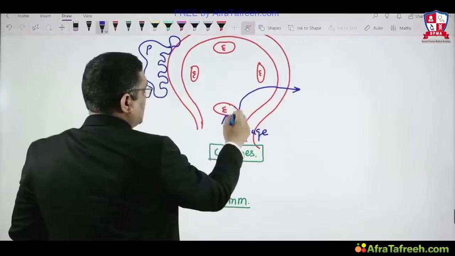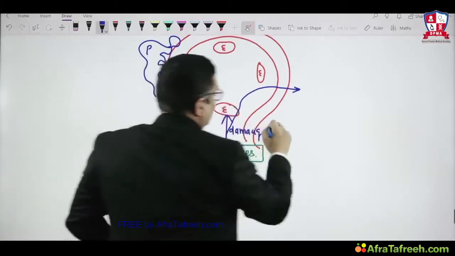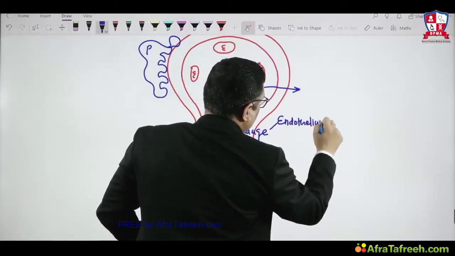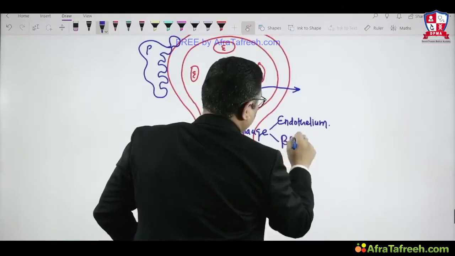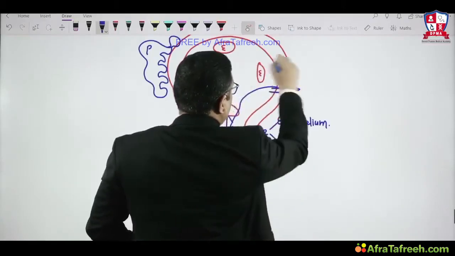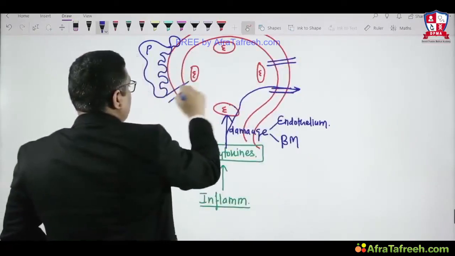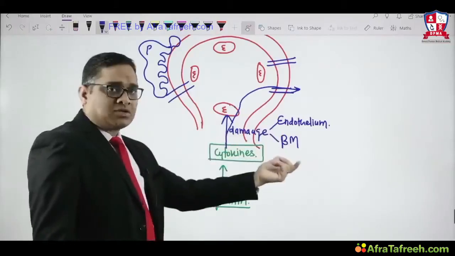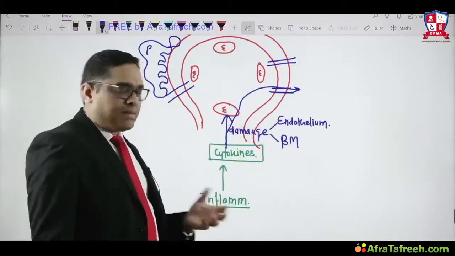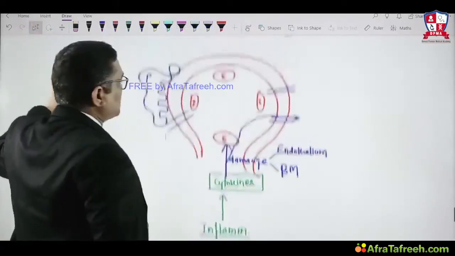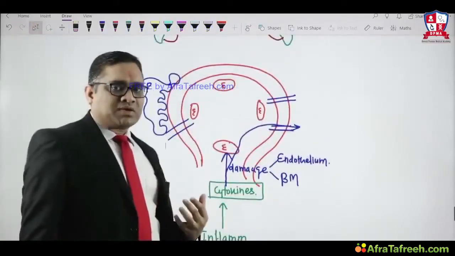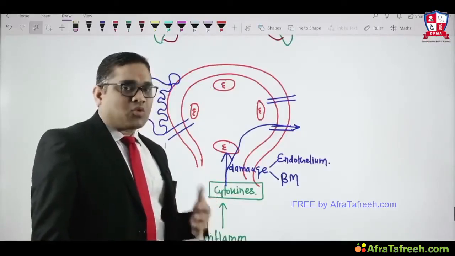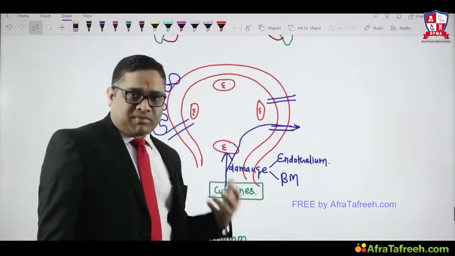They are going to damage endothelium also, and they are going to damage basement membrane also. So we are seeing basement membrane damage, right? What is happening because of these two events? Basement membrane is damaged, endothelium is damaged. Because of the endothelial damage, endothelium is a source of procoagulant, and during inflammation, when procoagulant is released, the coagulation pathway will be activated. If the coagulation pathway is activated, fibrin will be formed, right?